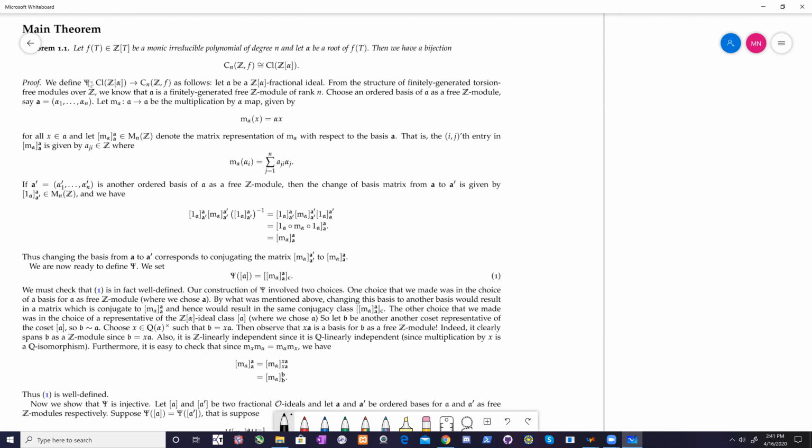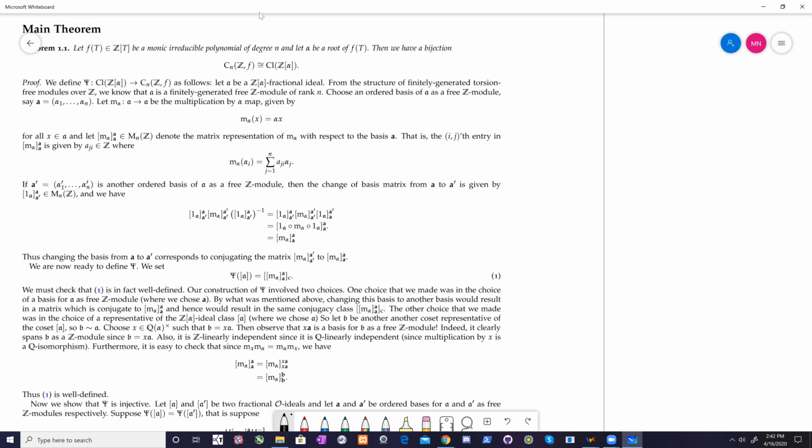So we want to define capital psi from CL of Z of alpha, the O ideal classes of Z of alpha, to the conjugacy classes of matrices with characteristic polynomial f. And we do this as follows. First, let math frac A be a Z of alpha fractional ideal. From the structure of finitely generated torsion-free modules over Z, we know that A is a finitely generated free Z module of rank n.